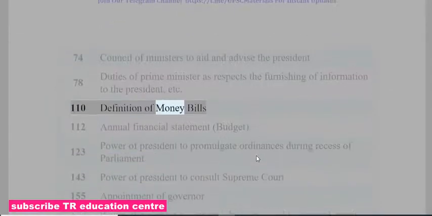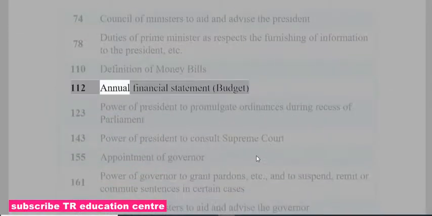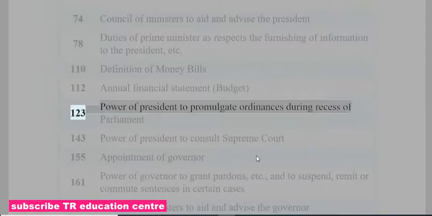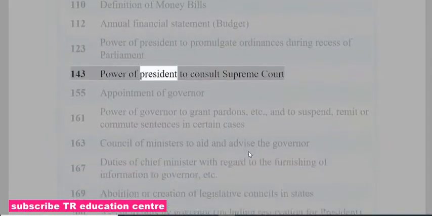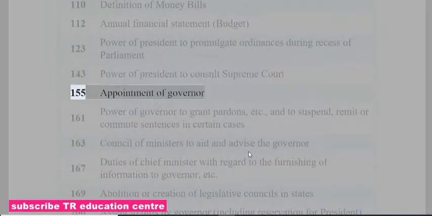110 Definition of money bills. 112 Annual financial statement, budget. 123 Power of President to promulgate ordinances during recess of Parliament. 143 Power of President to consult Supreme Court.